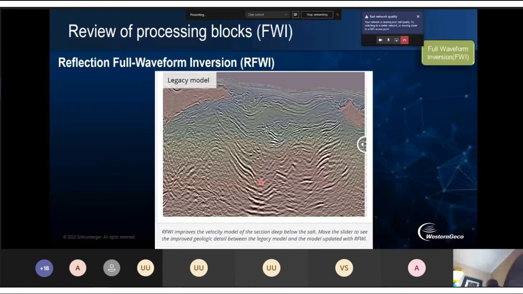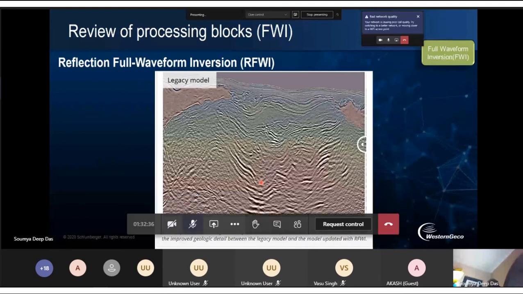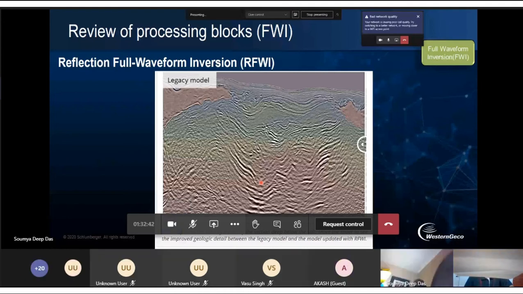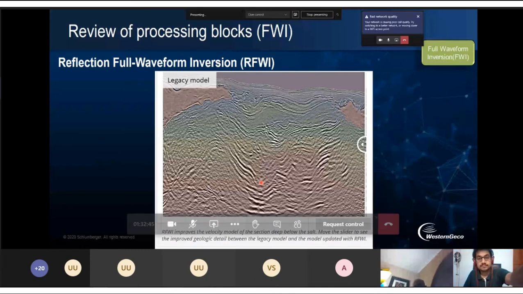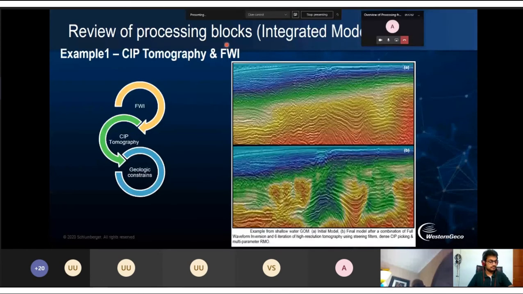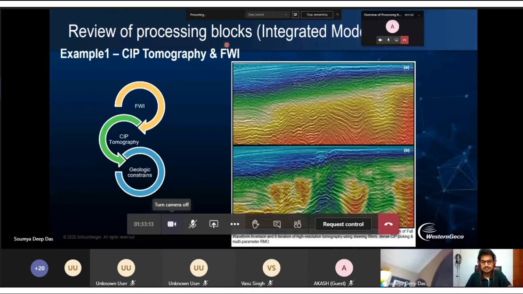Here I'm presenting an example where, as I mentioned, SIP tomography and FWI are used in conjunction to give a very high fidelity velocity model. This is a velocity model from tomography, and this is a velocity model which has used FWI and SIP tomography to complement each other, and you can really see the difference using this kind of approach. This is the current industry norm of doing velocity model building, and it is very commonly used in most projects nowadays, in almost all companies.